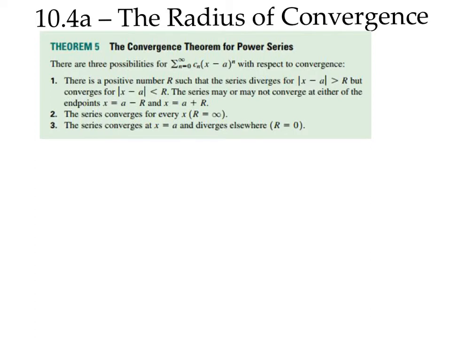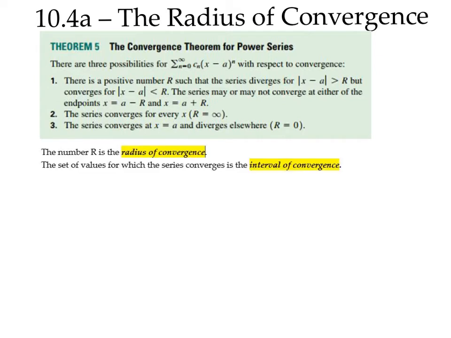And we'll see examples of each. Well, you've seen an example of 2. Sine of x and cosine of x and e to the x converge for every real x, so the radius is infinite. And then we also saw, for instance, the last example, 1 over 1 plus x squared. It only converges when the absolute value of x minus 0 is less than 1, so the radius of convergence is 1. We'll see an example of number 3 in a little while.